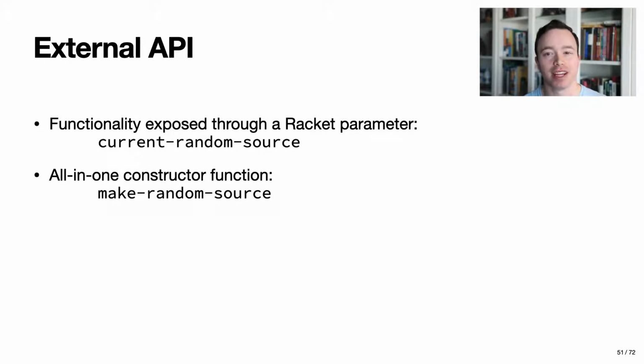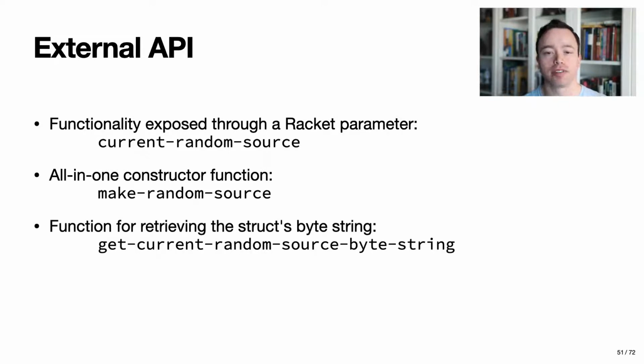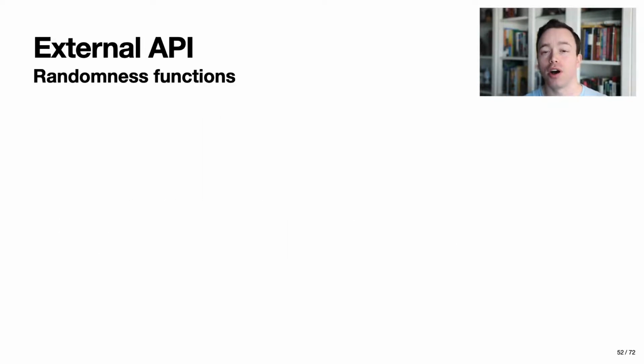To ensure invariants of the struct's construction are maintained, and to avoid the complexities of multiple case-specific constructor functions, we provide a single smart constructor that can create new random source structs to be used in parameterization. The final struct supporting functionality is the getCurrentRandomSource byte string function, which exposes the internal byte string to the user. The byte string can then be manipulated as needed and fed back in to the makeRandomSource constructor for subsequent random generations. Of course, Clotho also provides functionality that actually uses the random source.